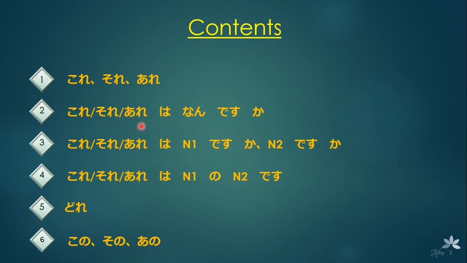Kore, sore, are wa nan desu ka? Kore, sore, are wa N1 desu ka? N2 desu ka? Kore, sore, are wa N1 no N2 desu. Dore and kono, sono, ano.